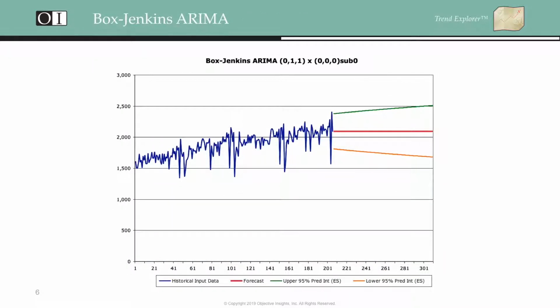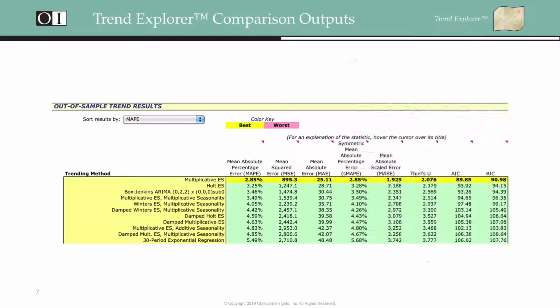Here's an example of a Box-Jenkins ARIMA model with some pretty noisy historical data, the blue line. What we get is just a flat trend with a prediction interval around it. Here we have a 95% prediction interval, which means that 95% of the time the answer should be within the green and the orange line. 2.5% of the time it'll be above the green line, and 2.5% of the time it'll be below the orange line. So in these two graphs we're looking at a particular data set in great detail.